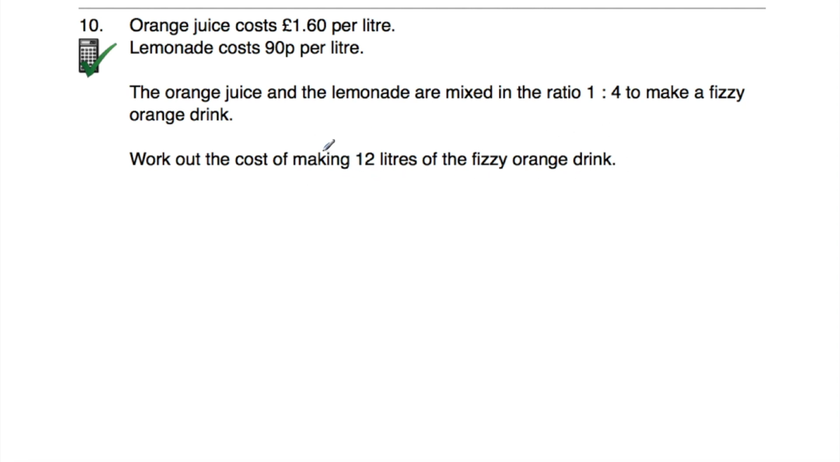So what I'm going to do is work out how many litres of orange juice we need and how many litres of lemonade we need, and then we can multiply those by the cost of each litre and add that together to get the grand total cost for the fizzy orange drink. So let's look at this. We've got 12 litres of fizzy orange, mixed in the ratio 1:4. So if we do 1 plus 4, that's equal to 5 parts in total. And if we take our 12 litres and divide it by 5, we can see how many litres are in 1 part. So 12 divided by 5 is equal to 2.4. So there's 2.4 litres in 1 part.